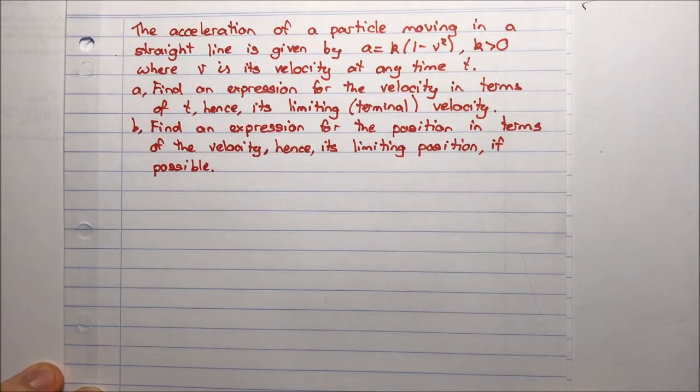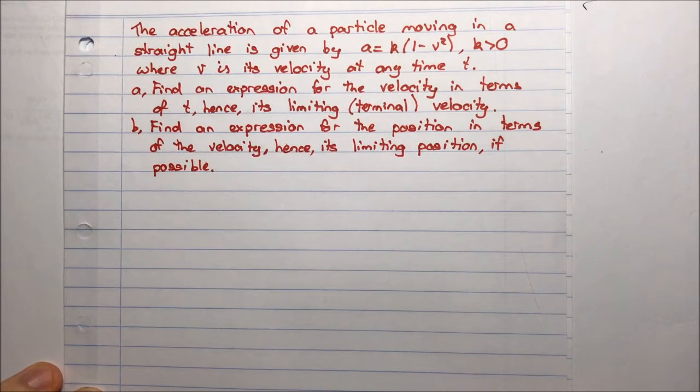The acceleration of a particle moving in a straight line is given by a equals k into 1 minus v squared, k greater than 0, where v is the velocity at any time t. Find an expression for the velocity in terms of t, hence its limiting or terminal velocity, and part B, find an expression for the position in terms of the velocity, hence its limiting position if possible.